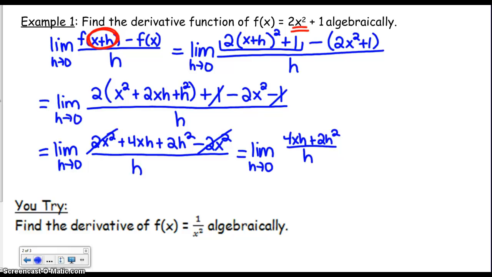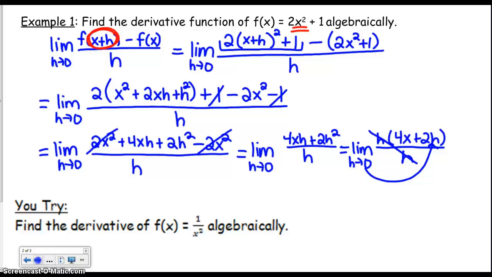So the goal is always to get the h in the bottom to cancel out, and the way I can do that is by factoring out an h in the top, because all of the terms left in the top have an h in them. So I'm left with h times (4x plus 2h) over h. My h's now cancel, which means I can now plug in 0 for the remaining h. I cannot plug in 0 until I cancel the h's out. Otherwise, I get 0 in the bottom of the fraction, which would make the limit undefined, or does not exist. So I am simply left with 4x plus 2 times 0, and so my answer is 4x.